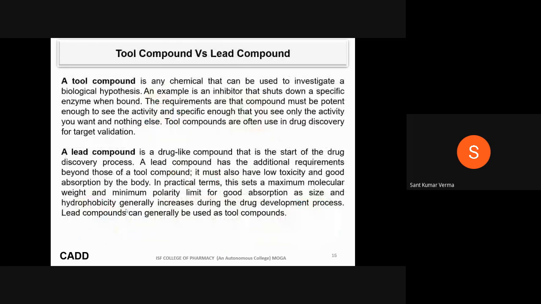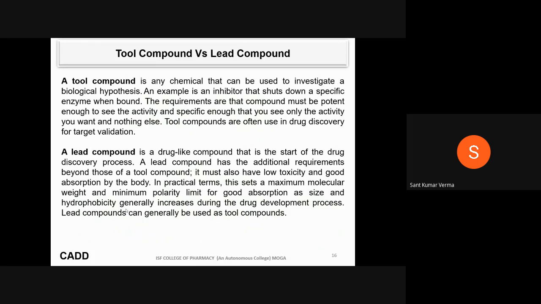What are tool compounds versus lead compounds? A tool compound is any chemical that can be used to investigate a biological hypothesis. An example is an inhibitor that shuts down a specific enzyme upon binding. The requirements are that the compound must be potent enough to see the activity and specific enough that you see only the activity you want and nothing else. Tool compounds are often used in drug discovery for target validation.